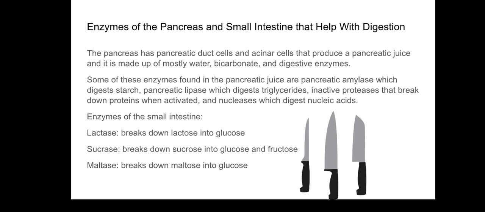Enzymes of the small intestine: lactase, which breaks down lactose into glucose, sucrase, which breaks down sucrose into glucose and fructose, and maltase, which breaks down maltose into glucose. So the reason why I have a picture of the knives right there is to show that you know how you need different types of knives for different types of foods? Well, you need different types of enzymes to break down different types of foods.